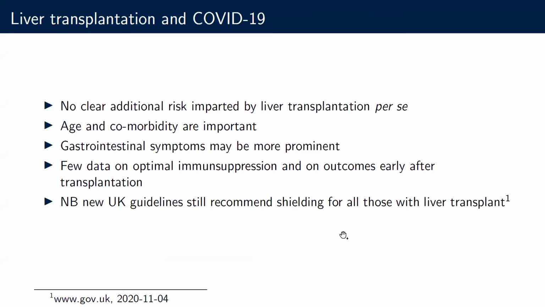So in summary, I don't think there's any clear additional risk imparted by liver transplantation based on the evidence so far. This being chronic patients who've been established for some time, age and comorbidity are important, and gastrointestinal symptoms may be prominent. There are, however, few data on optimal immunosuppression regimens and on outcomes early after liver transplant. However, the new UK guidelines still recommend shielding for all of those with liver transplant.